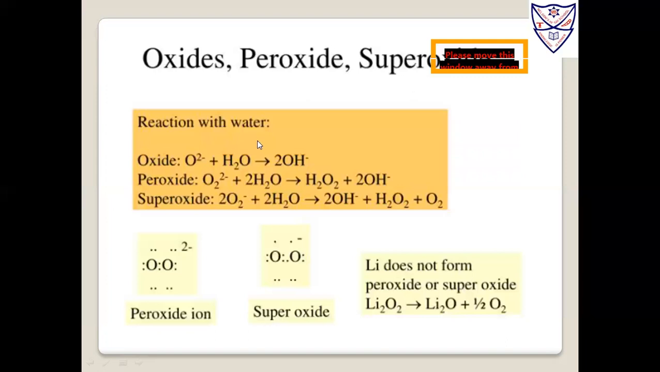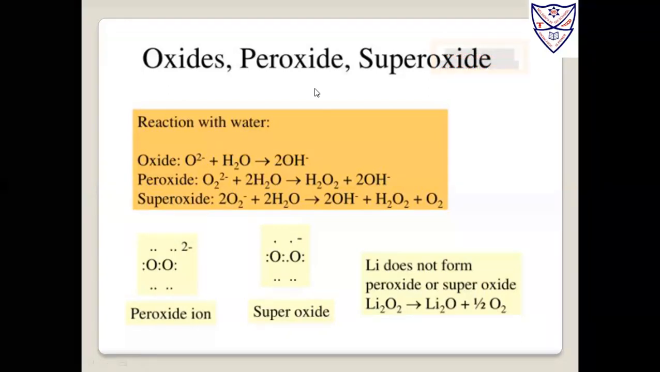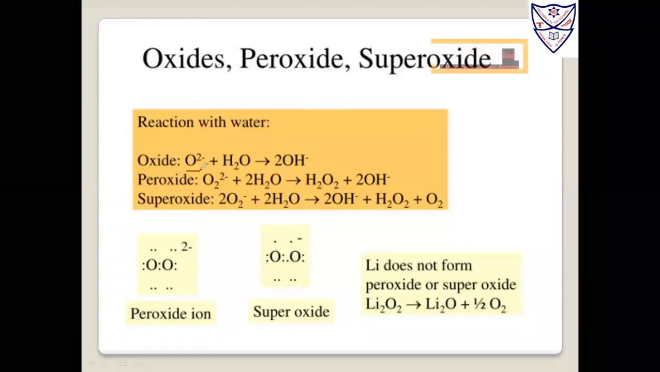Now, the difference between oxides, peroxides and superoxides. When the oxide reacts with water, O2 minus plus H2O gives 2OH minus, the hydroxide ion. This needs to be very clear. What is oxide? Oxide means O 2 minus. What is peroxide? O2 2 minus. And superoxide is O2 minus.